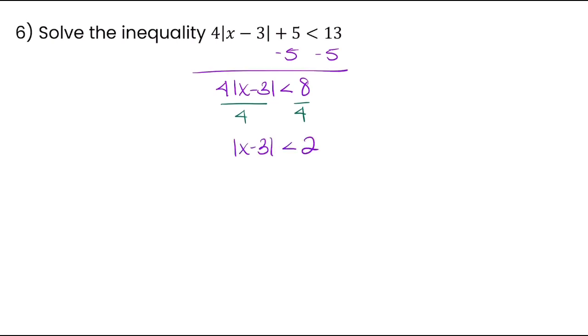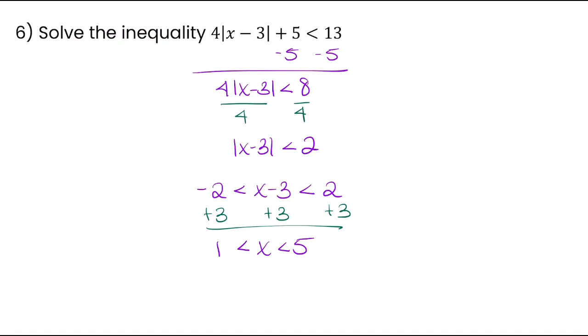So since it's a less than, I can write this as a compound inequality: negative 2 less than x minus 3, which is less than positive 2. And I can now solve this by adding 3 everywhere. And when I add 3 everywhere, I get 1 is less than x, which is less than 5. That is the solution to this inequality.